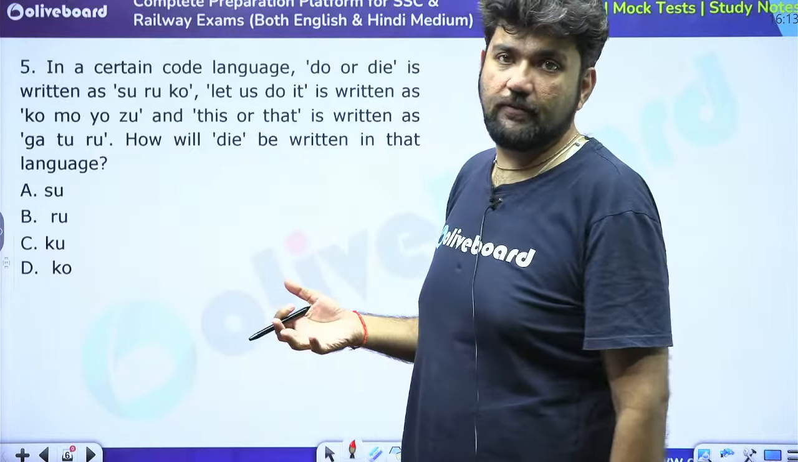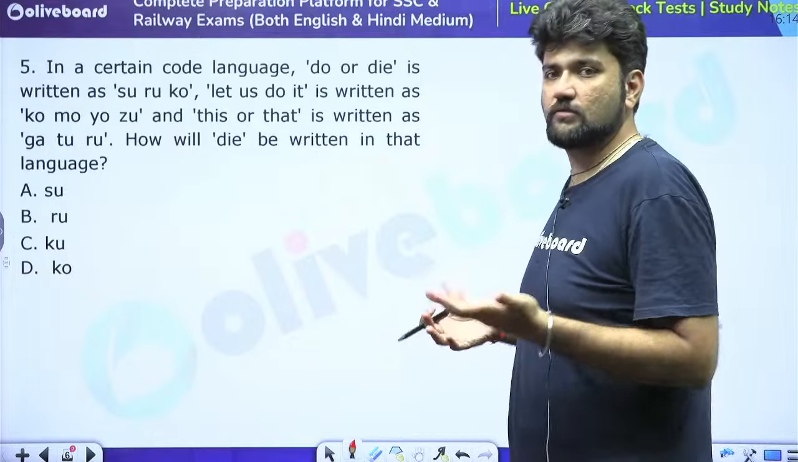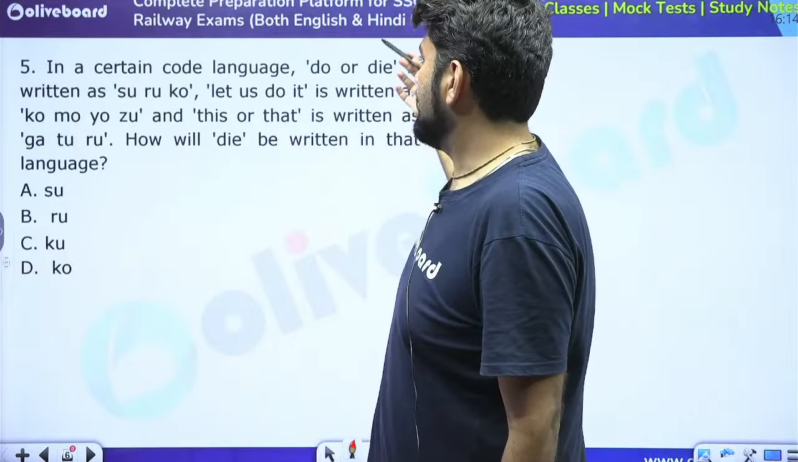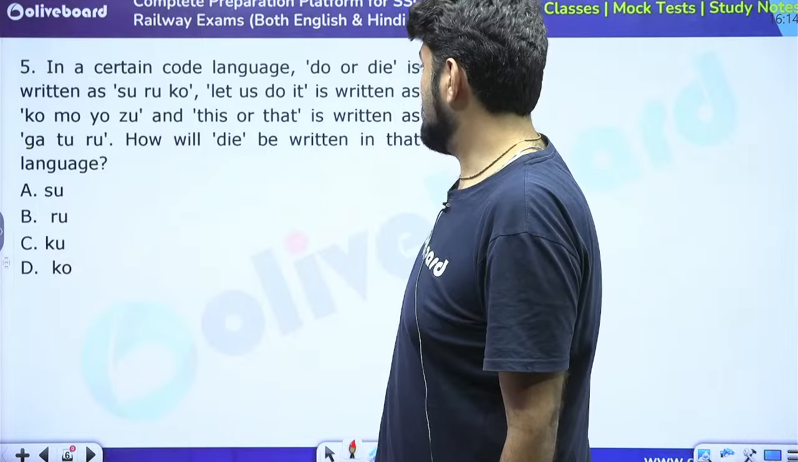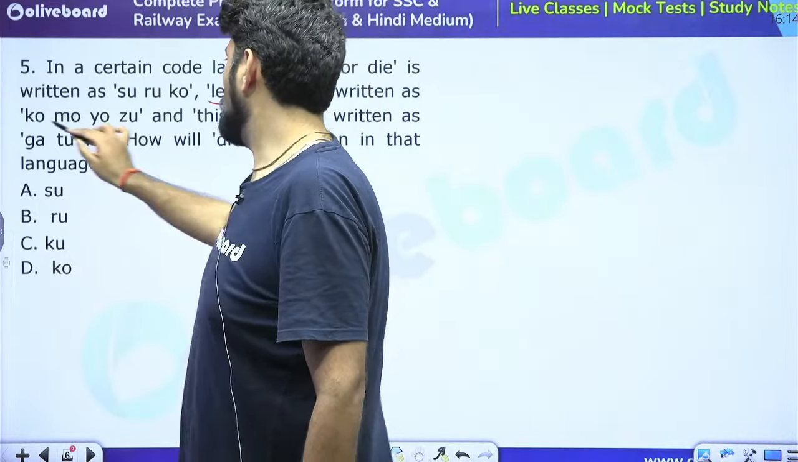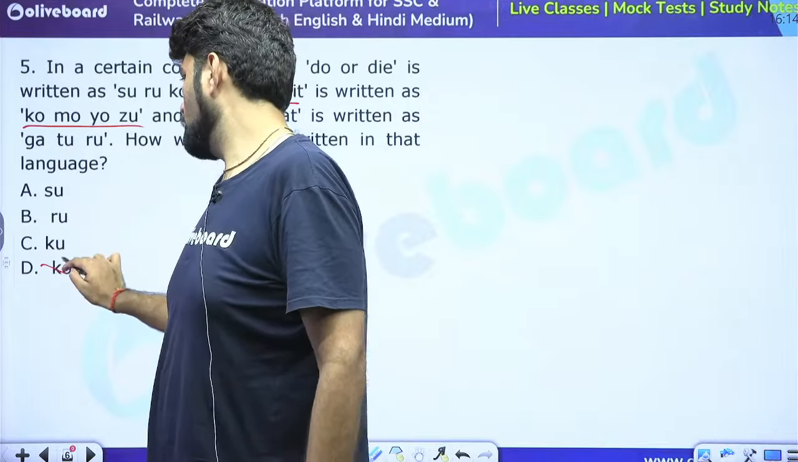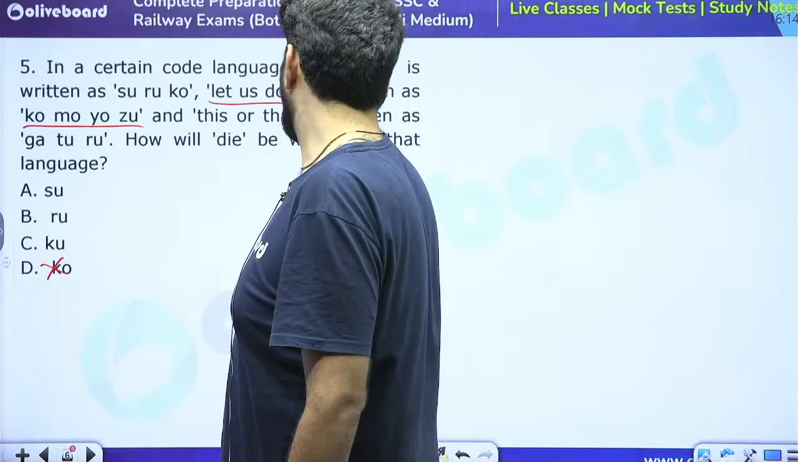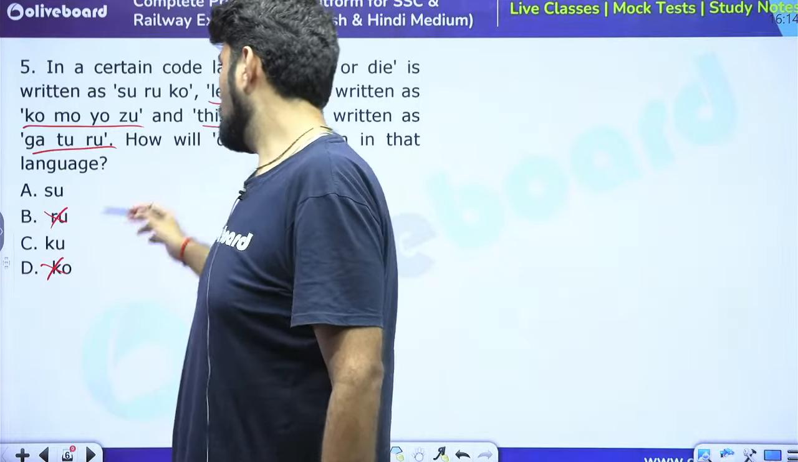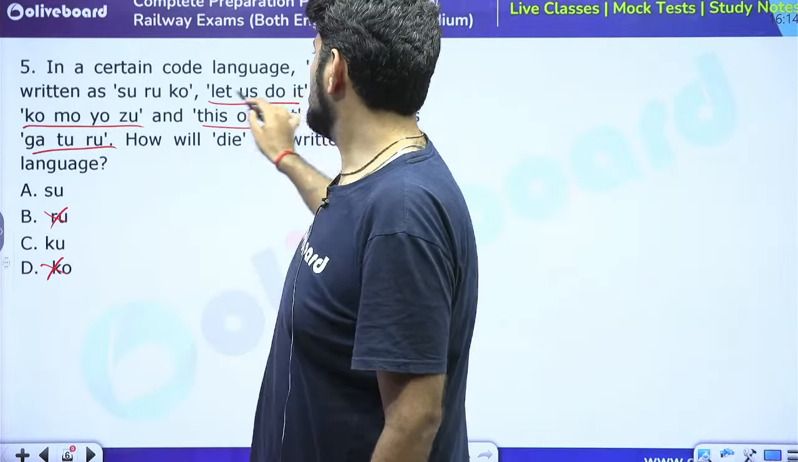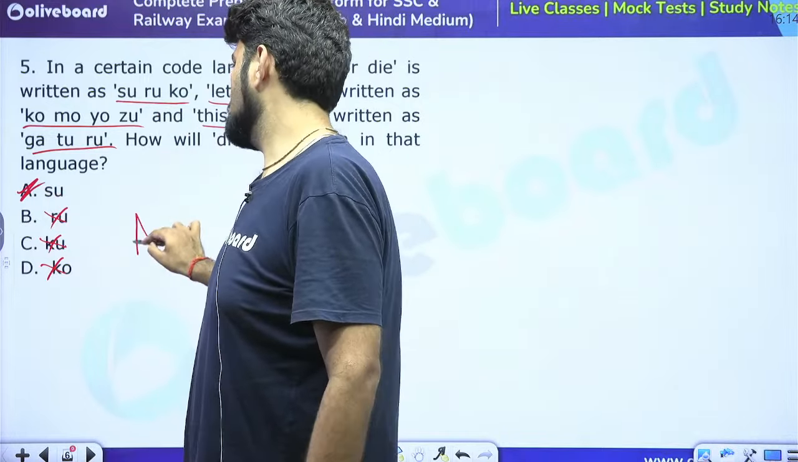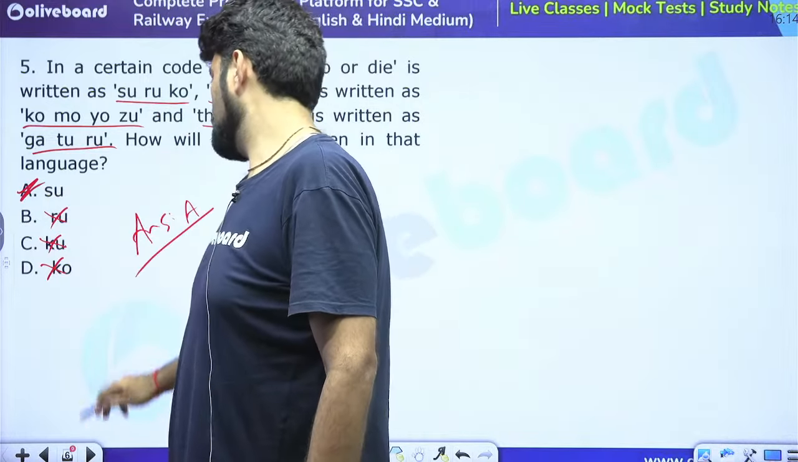Every day if I solve difficult mocks, then you will feel like, okay, I won't be able to cross this examination. So how will die be written in the code? So do or die, wherever die comes, just delete it. Wherever die does not come, let us do it: delete komoyozu, and this or that gaturu, delete gaturu. Now su or ku, die is su or ku. Ku is not there anywhere. So su is the correct answer. Option A is the right answer. Okay. Next.